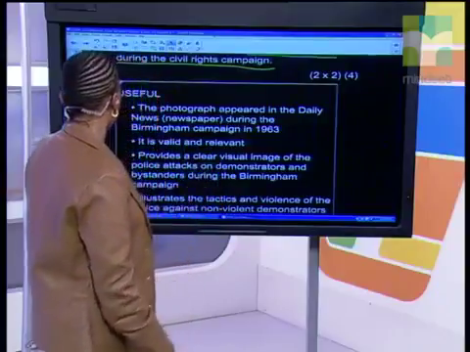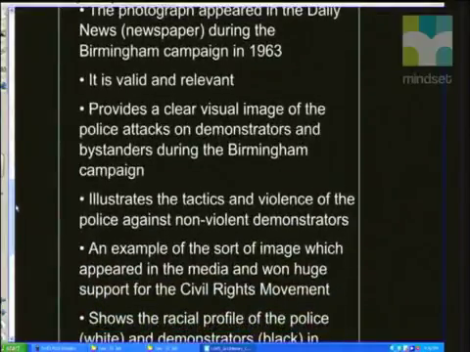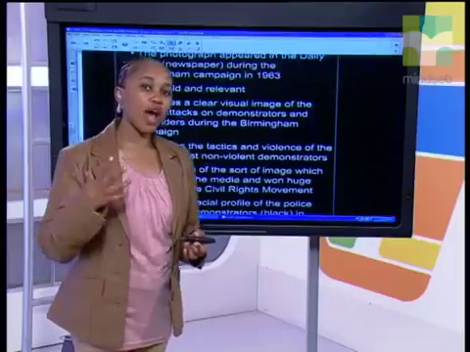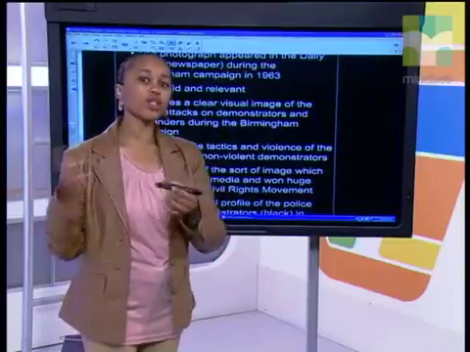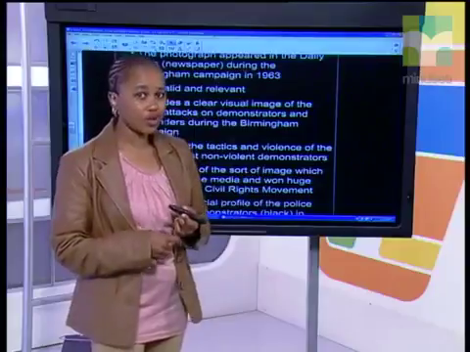And then another possible answer, and mind you, I say possible because there are lots of different responses you can come up with. It provides a clear visual image of the police attacks on demonstrators and the bystanders during the Birmingham campaign. So in other words, when you ask this question, you need to describe the source as well, because describing the source is going to lead to the usefulness or whether it's not useful.